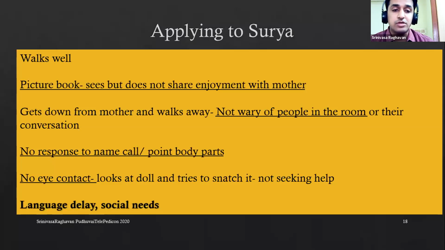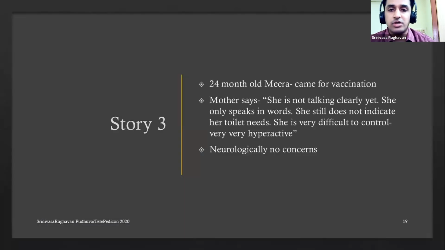And you also observe that he has very poor eye contact when you approach him with the doll. He tries to snatch the toy, but he's not seeking help from you. So what you have identified is a language delay by history and definite social deficits by simple evaluation. That warrants further evaluation for autism in this child.